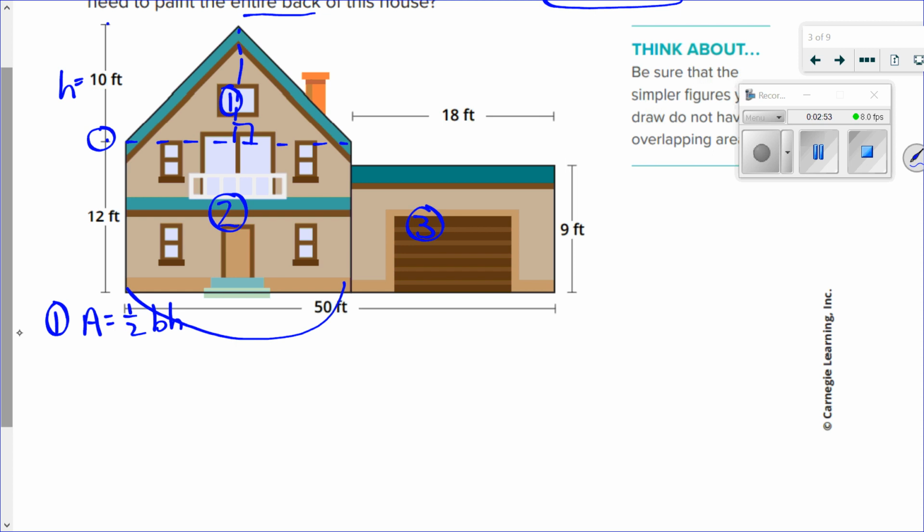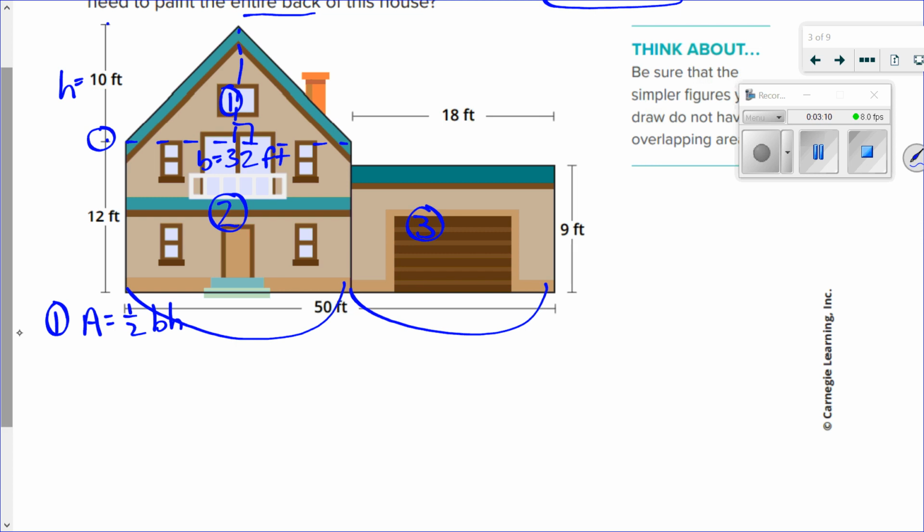But they did say that the whole thing is 50, and that's 18. So given that information, I can do the math, and I find out that my base on this is 32. Just subtract 18 from 50. Does everybody understand all those numbers?